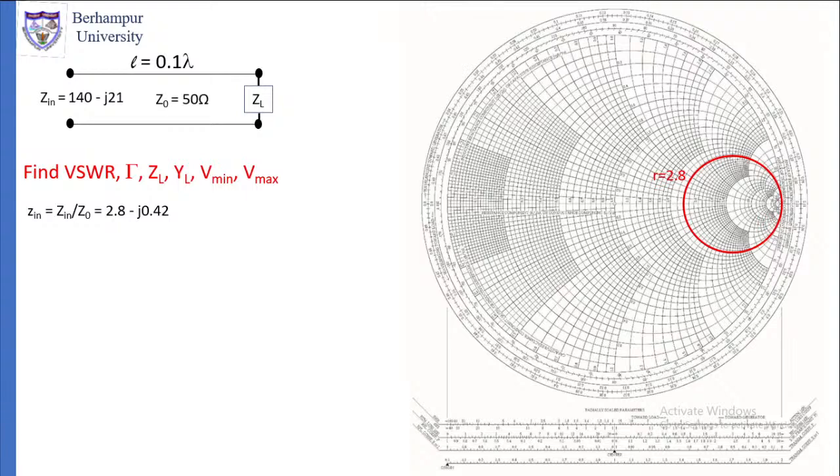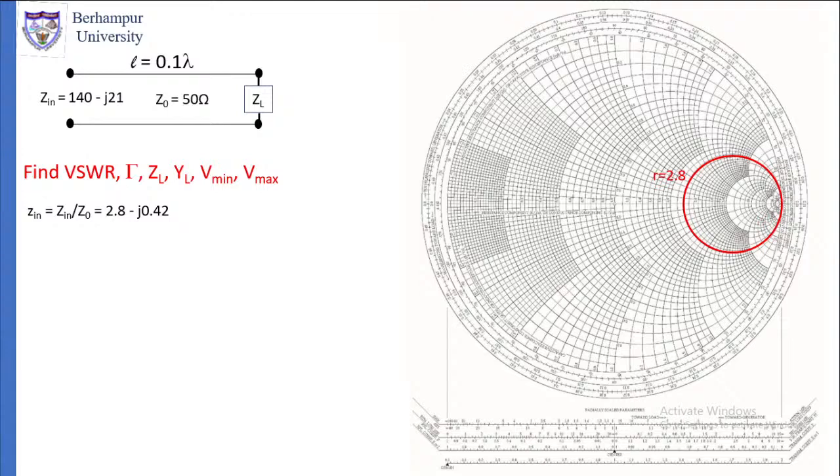Now, what is the first thing to do if you are using a Smith chart? The first thing that you have to do is normalize the impedance. We are given Z in and we are given Z0. So input impedance is given, characteristic impedance is given. So we will normalize the input impedance with respect to the characteristic impedance. So small z in, which is the normalized input impedance, capital Z in is the actual input impedance. So small z in is equal to capital Z in by Z0.